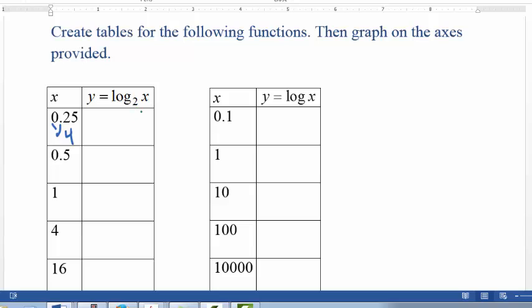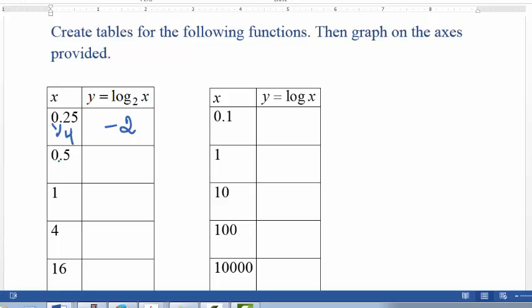So 2 to what power will give you 1/4? Well, 2 squared would give you 4, but remember it's the reciprocal, so you do a negative 2 power, right? So log base 2 of 1/4 equals negative 2.